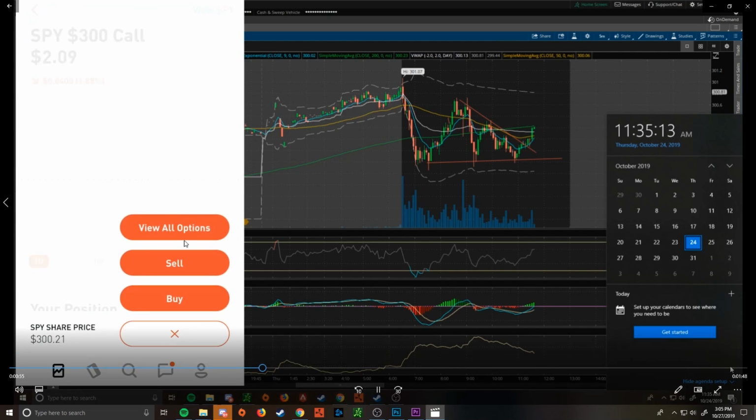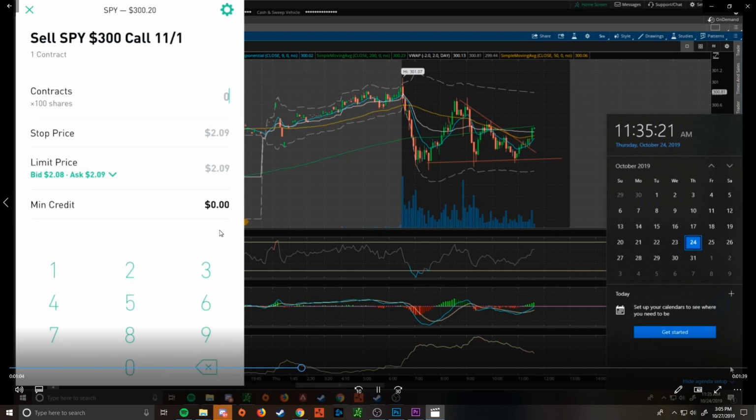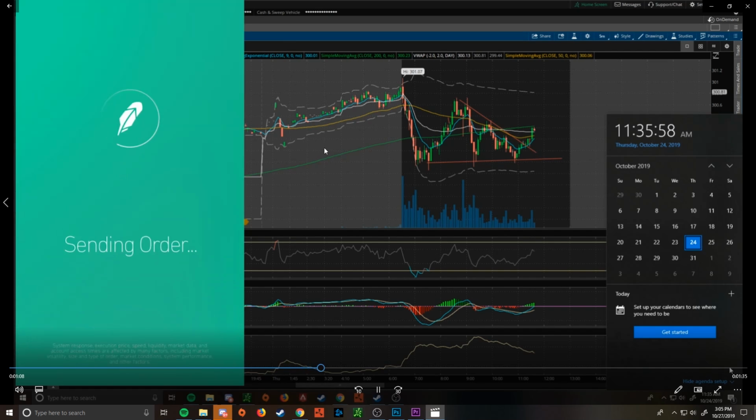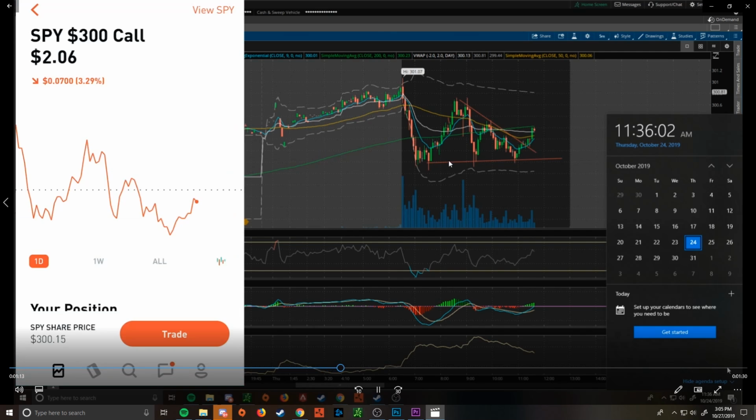So you go to the call, go to sell, up in the upper right hand corner, you click on the cog. You set a stop price. Remember, that's the trigger that you'd set, and you could set good till canceled, but this is a day trade, so I don't really need it to last more than today. So I set the stop price at 1.60, which is about $50 risk, if I remember correctly. Holy cow, I sped through this. And now we just wait and look and see what happens.